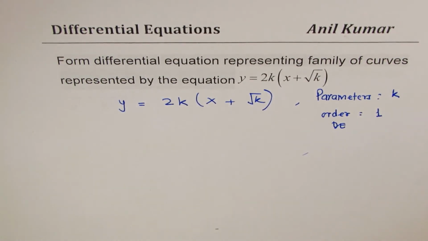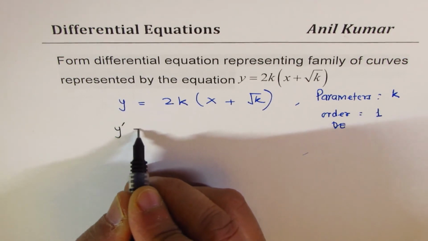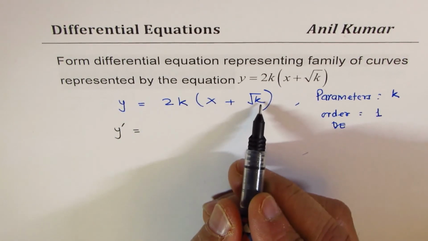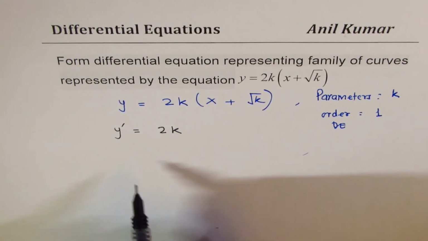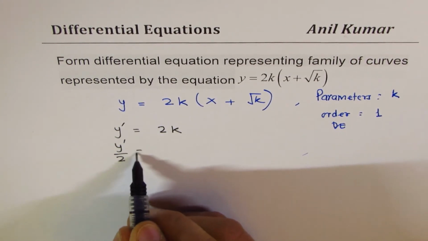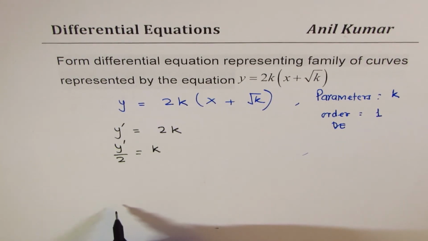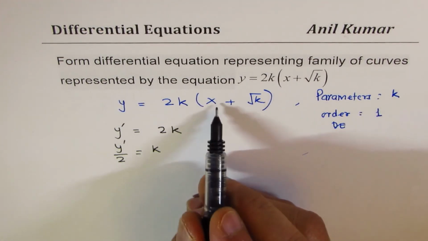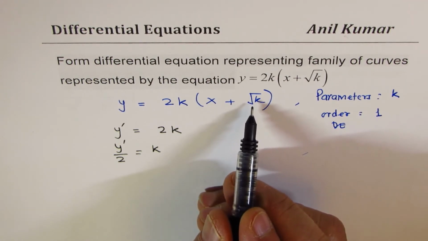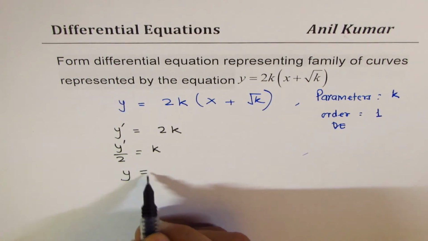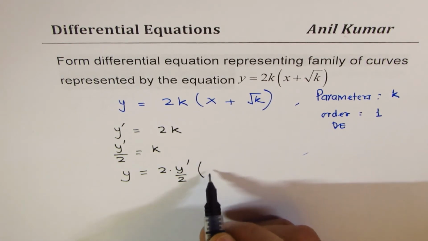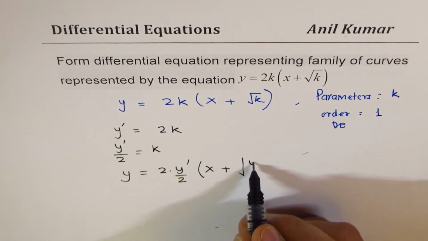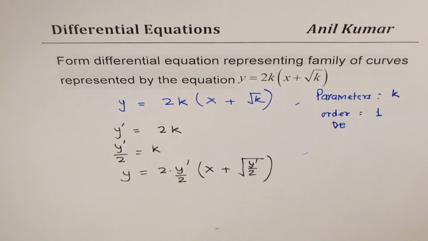So let's find the derivative of this equation. So we get y prime as 2k times x, that is a constant term, so we get 2k. Okay? That's what we get. Now from here we can rearrange and write k as half of y dash. Right? That becomes the value of k. Replacing this value of k in the equation gives us the differential equation. Is it okay? So y equals, we'll replace k, we get 2 times y prime over 2 within brackets x plus square root of y prime over 2. Do you get the idea, right? So that becomes your differential equation.